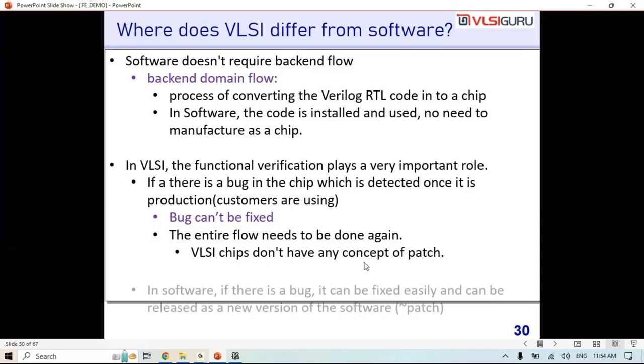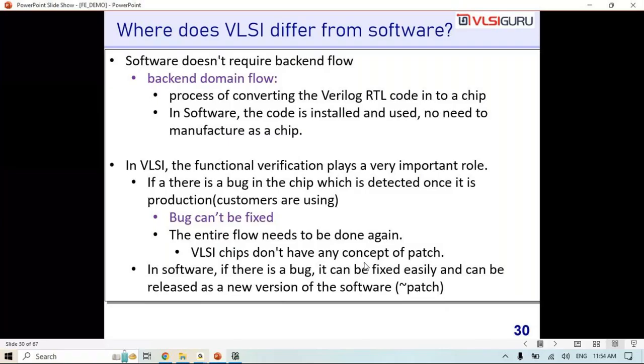What happens in software? Tell me. If there is a bug, it can be fixed. It will be released as a new version of the software called a patch. You know, right? For software, they keep giving patches. Have you heard of the term patch? Software patch. What is a software patch? Some bug is there in the software, and they release a fixed, new version. That's the patch. In VLSI, there is no concept of patch.